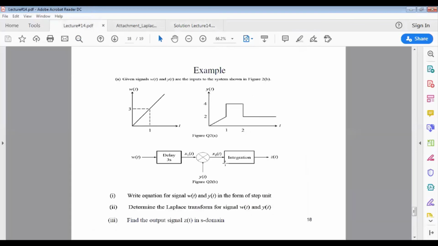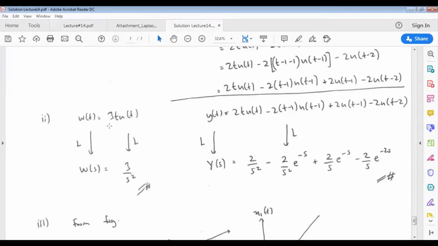For part B, number 2 is to determine the Laplace transform for Wt and Yt. From the Wt and Yt that we obtained in the first part, we have to obtain the Laplace transform for both. Let's have a look here. Wt is 3t ut, so it is straightforward. Ws will be 3 over s squared; you can refer to the table. For Yt, the Laplace transform will be Ys. The first term will be 2 over s squared.